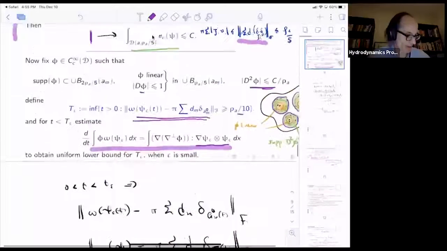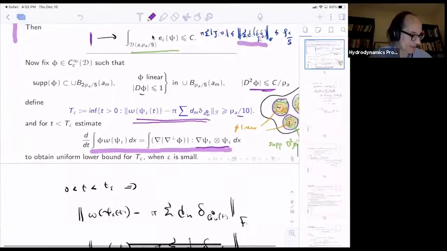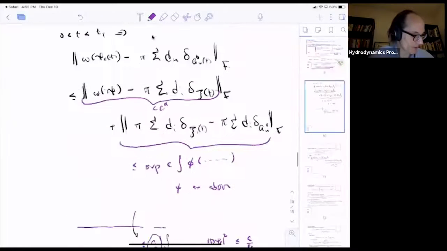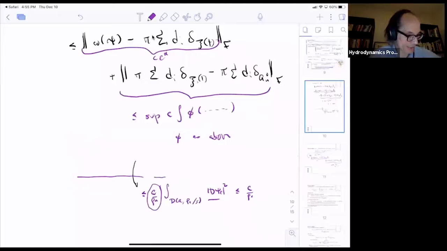All this stuff that's illegible. Oh, I see. This was actually up here.